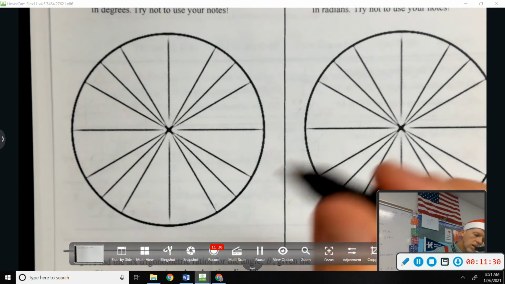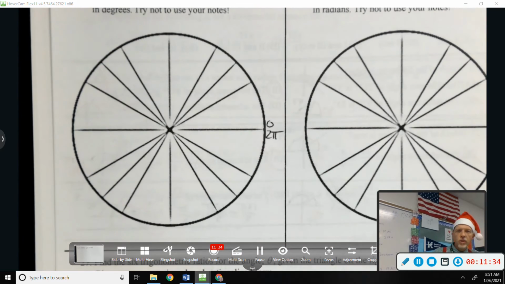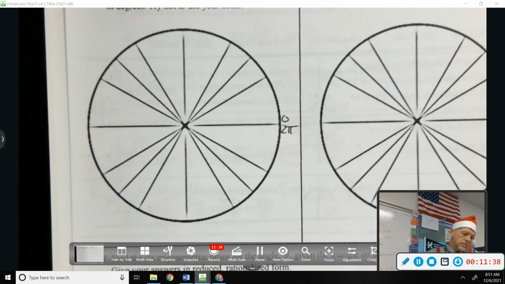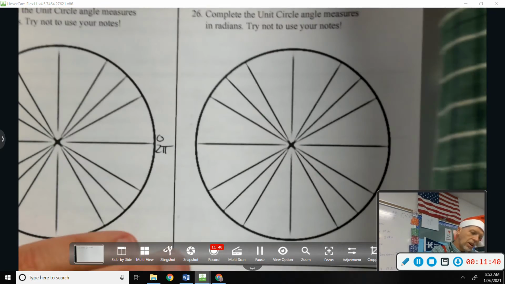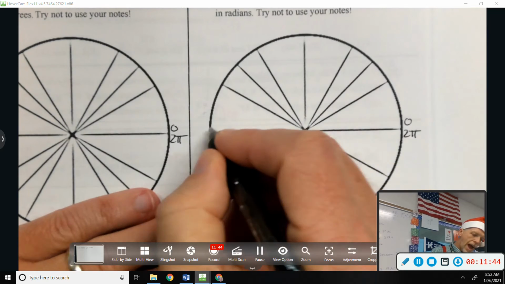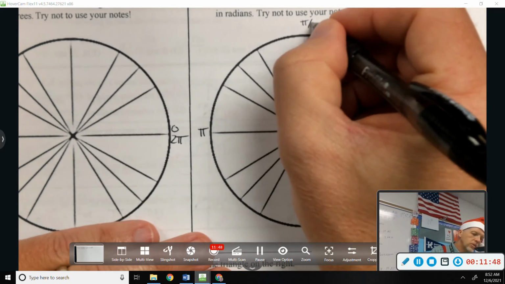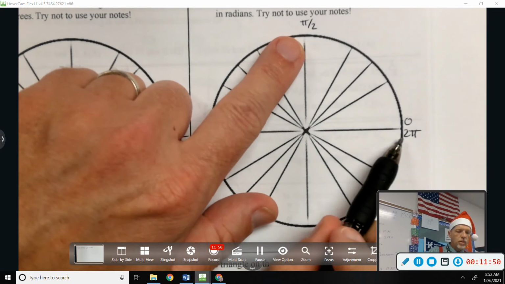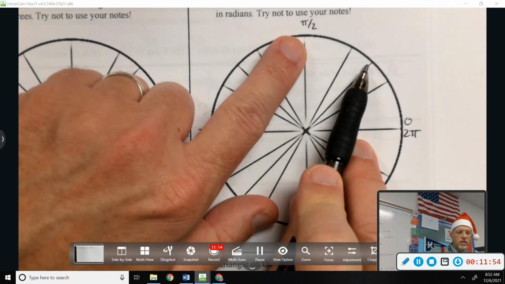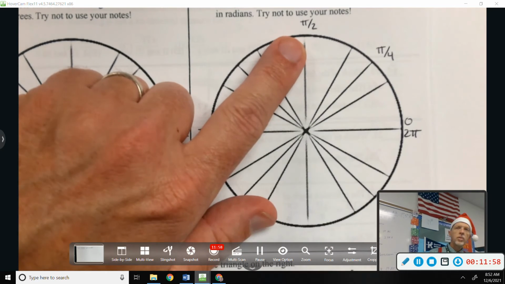Okay. 2 ways to go. So again, I would start with 0 and 2 pi, and then kind of work backwards from there. Whoops, that one's in degrees. Let's do the one in radians. 0 and 2 pi. Halfway around is pi. Half of that's pi over 2. What's halfway between 0 and pi over 2? Half of a half is a fourth. So pi over 4.